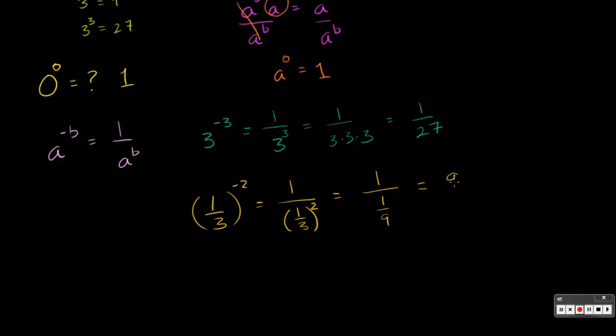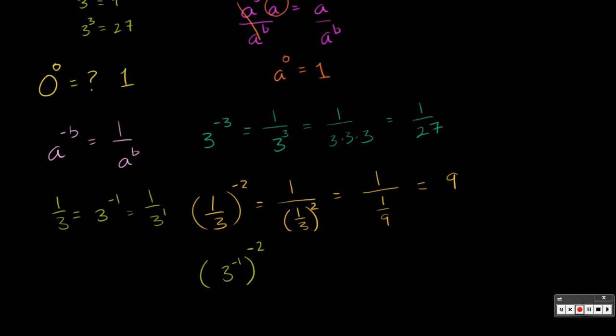And this makes complete sense, because 1/3, remember, 1/3 is the same thing as 3 to the negative 1 power, right? 3 to the negative 1 is equal to 1 over 3 to the 1 power, which is the same thing as 1/3. So if we replace 1/3 with 3 to the negative 1, this is 3 to the negative 1 to the negative 2 power. These two things are equivalent statements.